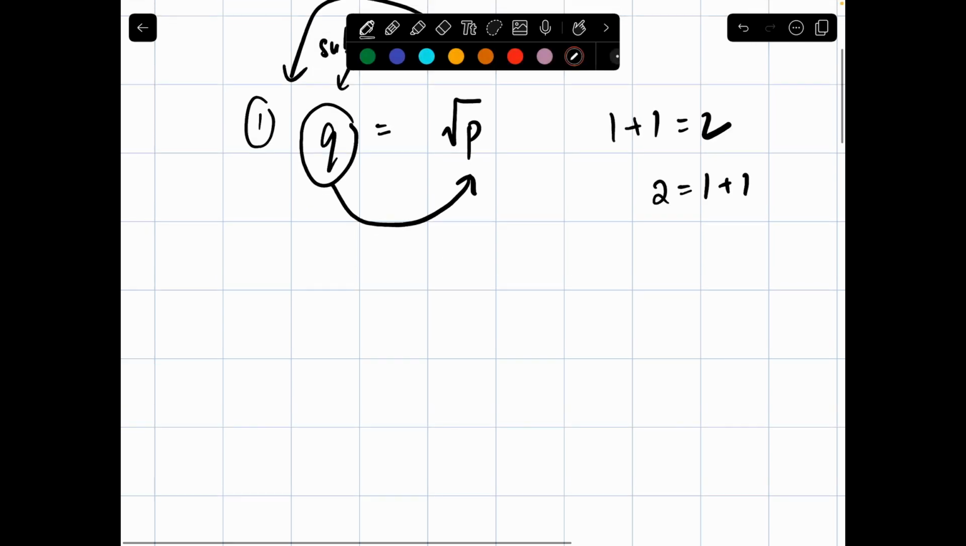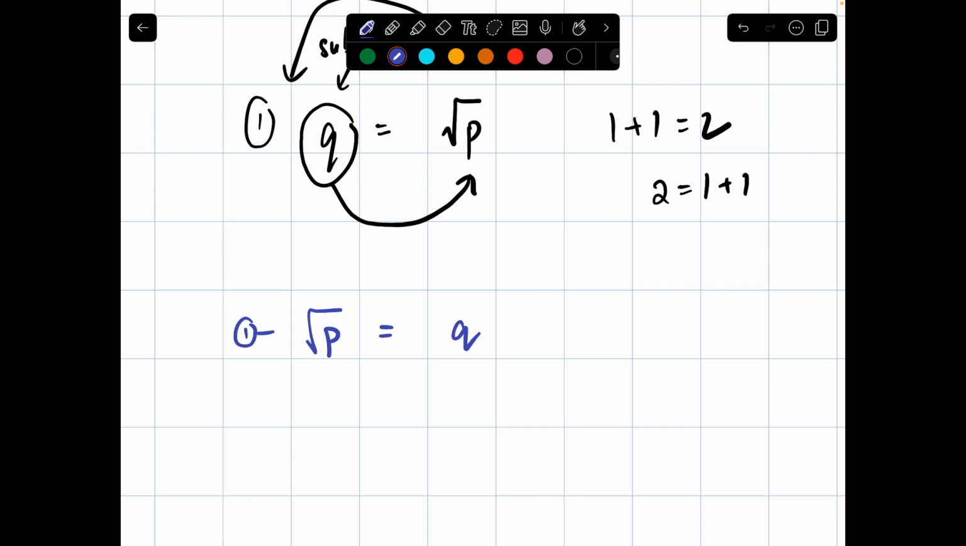Same thing here. The first step is change the position and bring P, whatever that is on the right hand side, to the left hand side, in case the variable is located on the right. And then we will have, this is the first one. So we have square root P equals to Q.